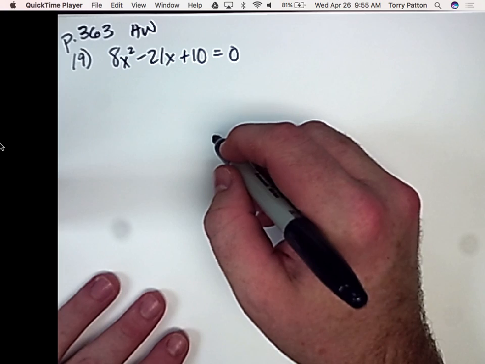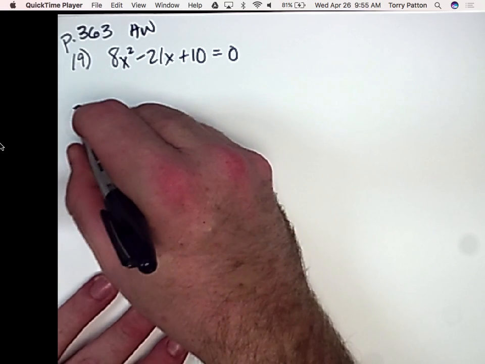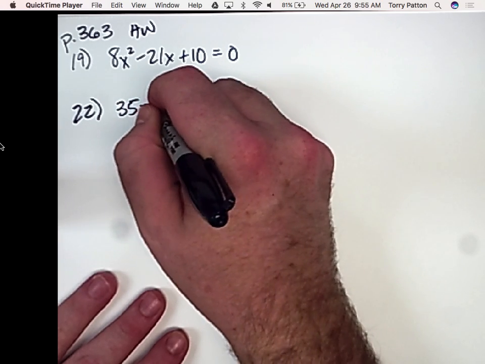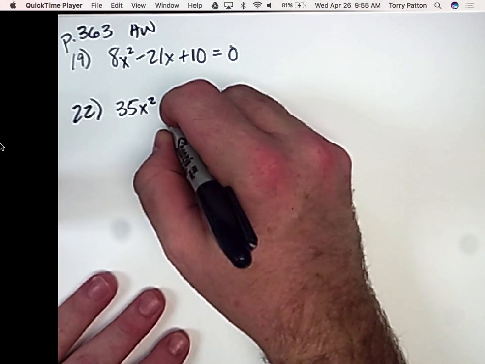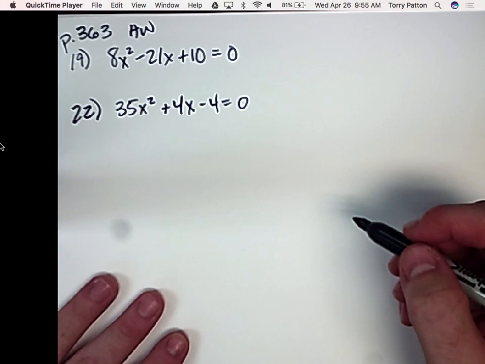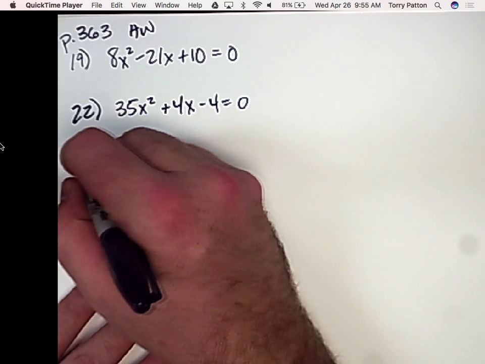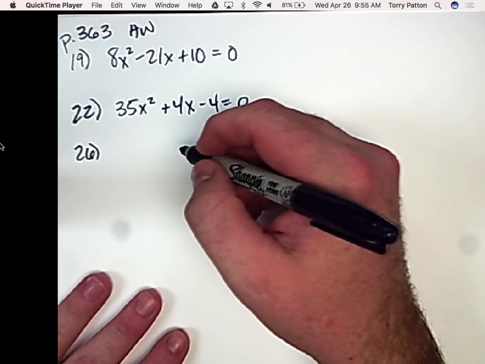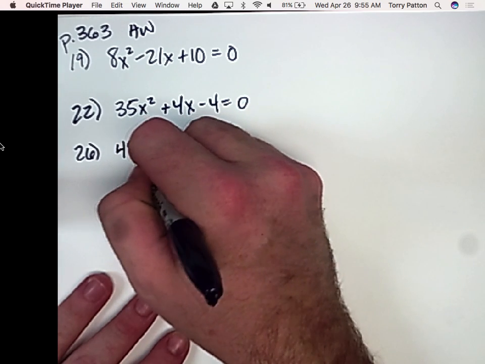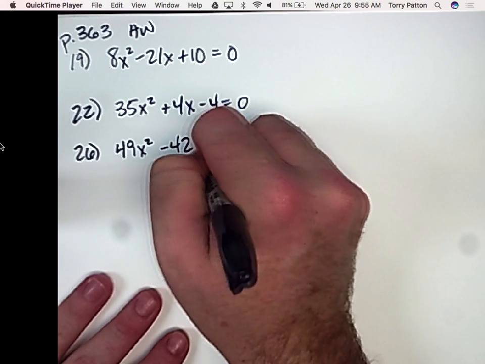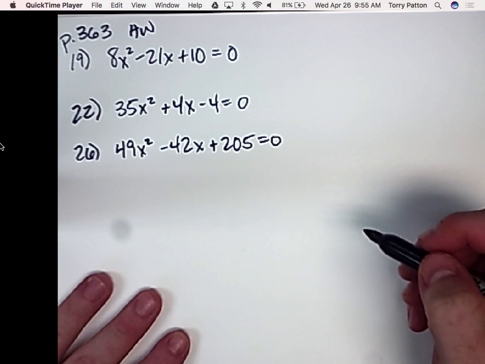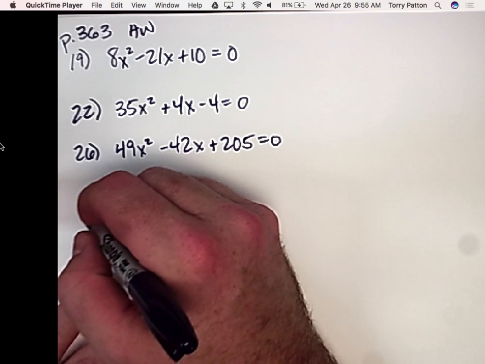All right. Number 22 is 35x squared plus 4x minus 4 equals 0. Number 26 is 49x squared minus 42x plus 205 equals 0. Anybody need to see any of those?